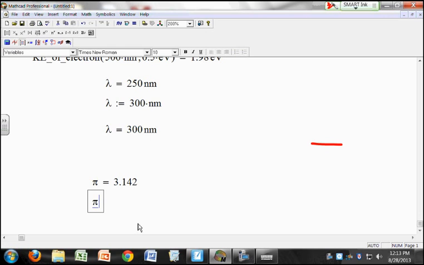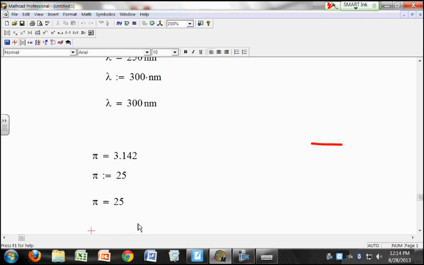If you don't ever plan to use pi the way it is defined, you can redefine it, and let's say pi equals 25. And now if you ask for pi, it will say pi is 25. So you can redefine predefined variables, and that's usually not a good idea unless you really have no intention of using the predefined values.